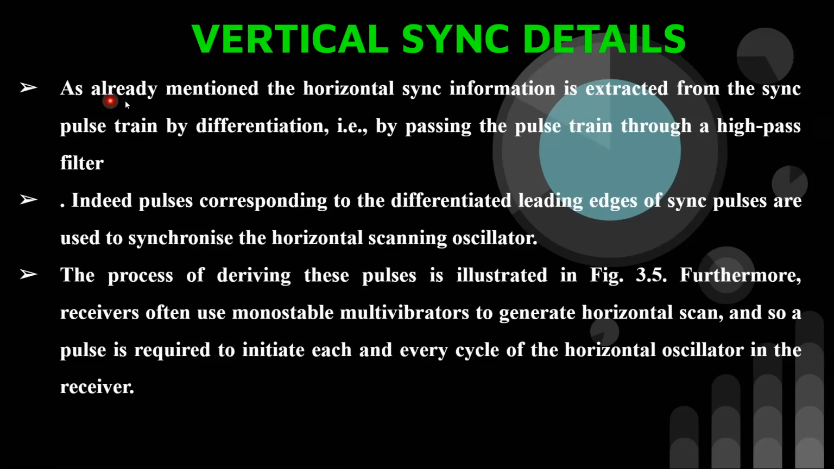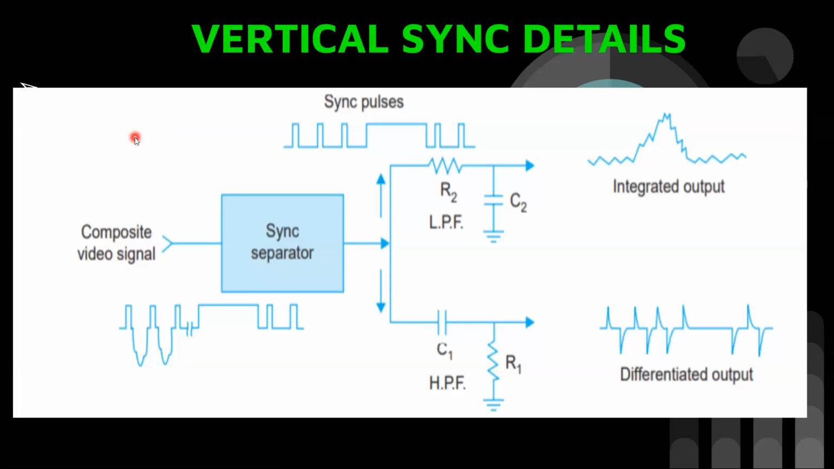So students, as we mentioned, the horizontal synchronization information is extracted from the synchronization pulse, just making this differentiation circuitry. So apply composite video signal to that synchronous separator. So the output of this synchronization separator is applied to the low pass filter.